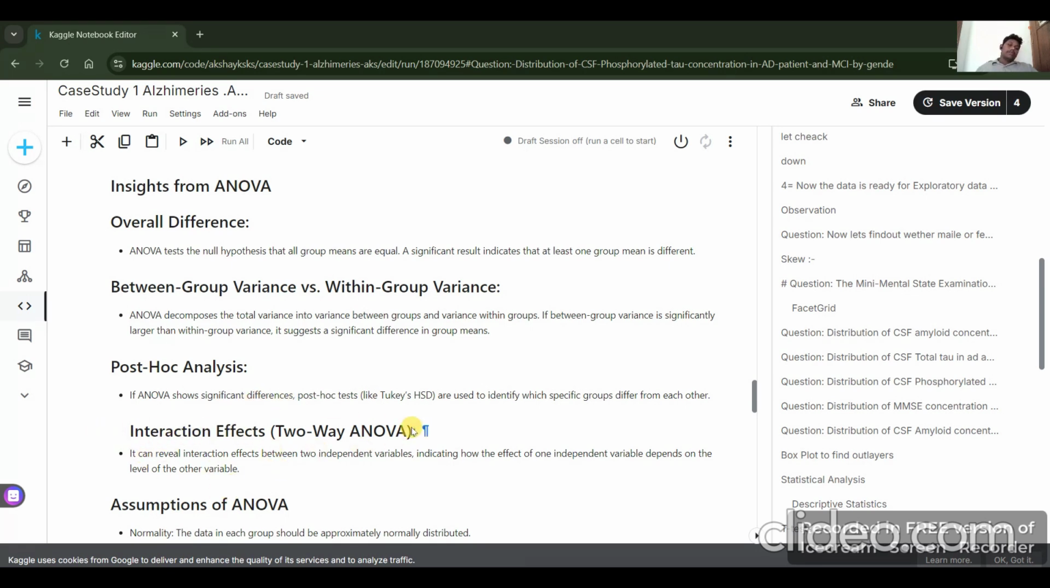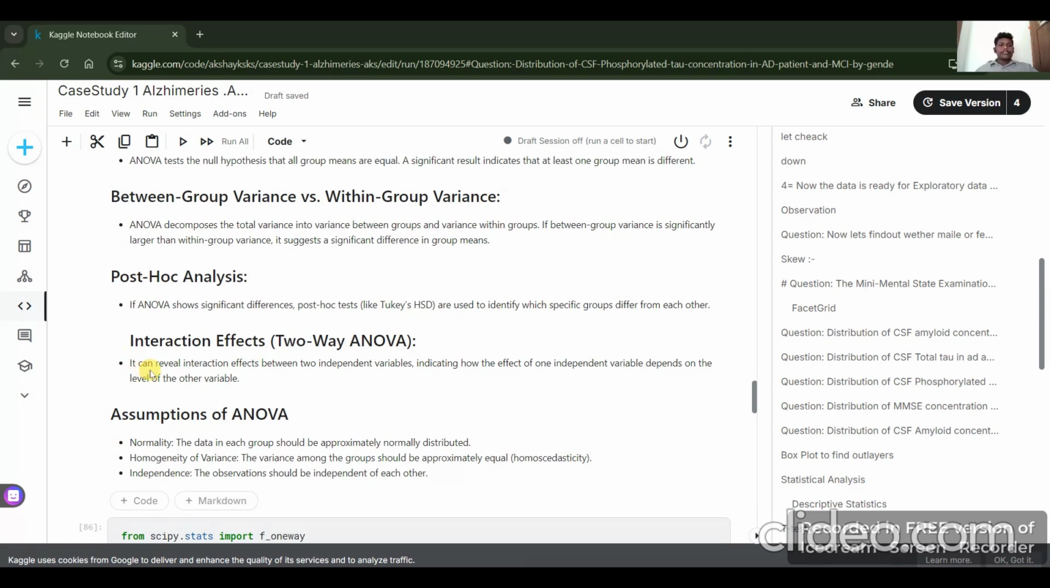Interaction effects in two-way ANOVA: it can reveal interaction effects between two independent variables, indicating how the effect of one independent variable depends on the level of the other variable. Assumptions of ANOVA. Normality: the data in each group should be approximately normally distributed. Homogeneity of variance: the variance among the groups should be approximately equal.